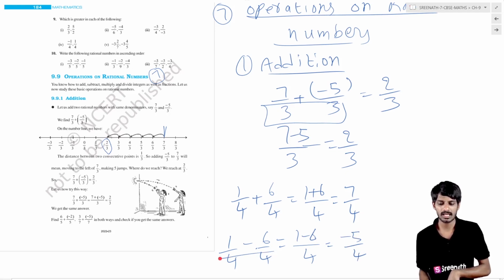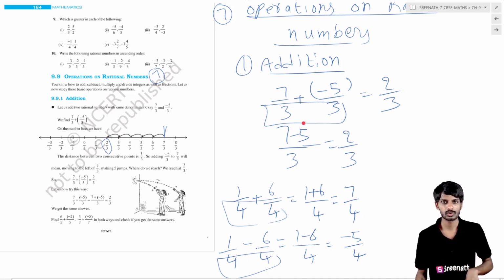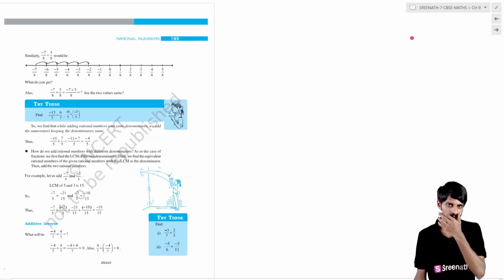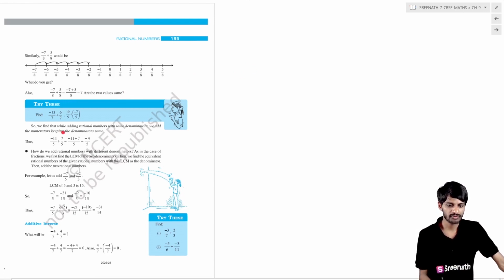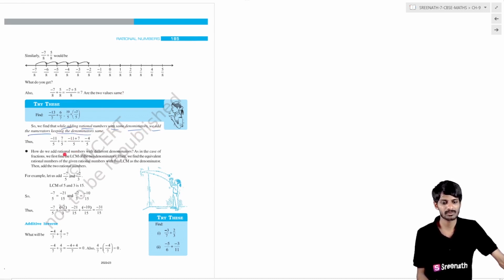So whenever the denominator is same, addition and subtraction are very simple, just adding or subtracting the numerators. But whenever the denominator is not same, what you have to do? You have to find the LCM, and convert those rational numbers into rational numbers having the same denominator. That is the best thing. So we find that while adding rational numbers with the same denominators, we add the numerators keeping the denominator same. This way we have found out in the addition.